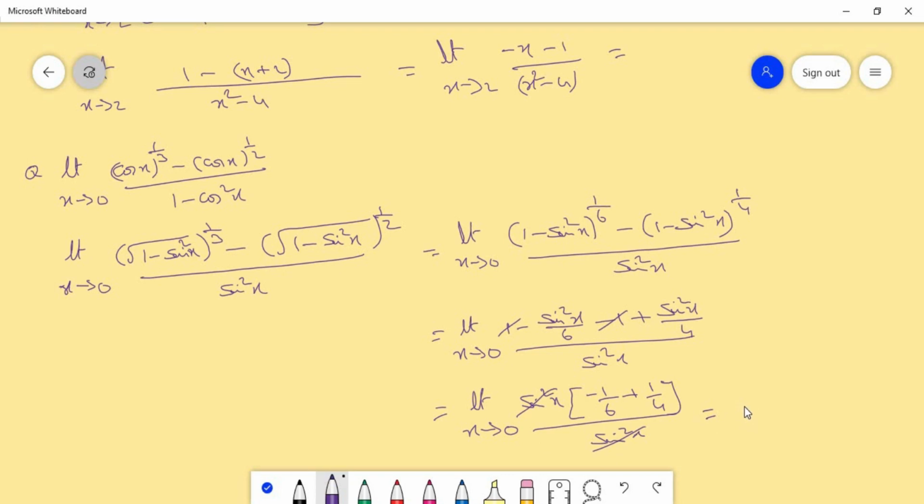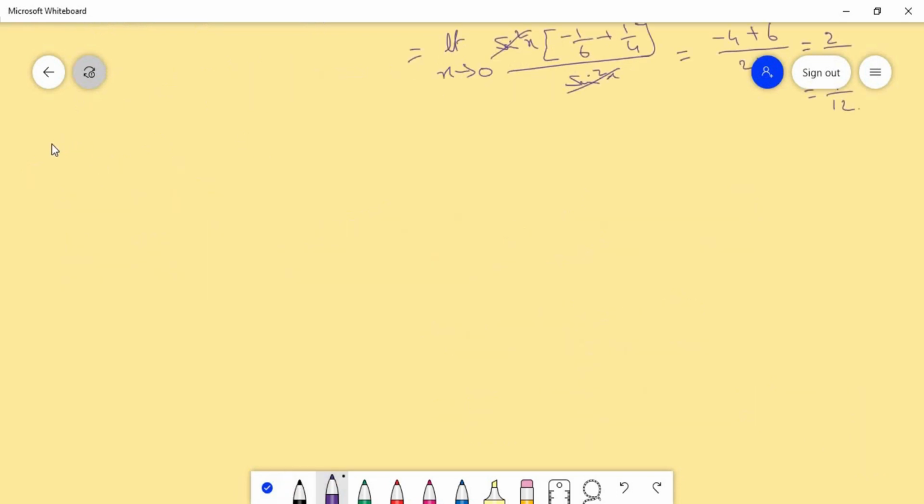Remaining is, 24 LCM. Here minus 4, here plus 6. Then 2 by 24, which is equal to 1 by 12. Right? Next one. One more question.